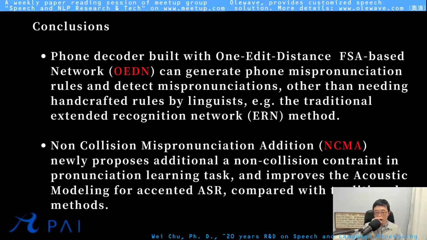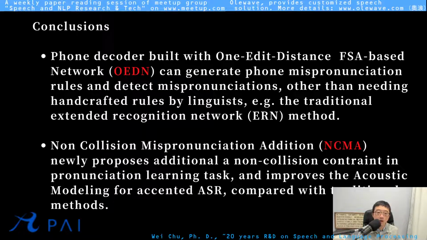All right, since this is part 2 and the last part, I will come up with our conclusions. First of all, the one-added-distance FSA-based network, aka OEDN, can generate full mispronunciation rules and detect mispronunciations. By doing this, you no longer need handcrafted mispronunciation rules by linguists, and you can perform mispronunciation detection to improve your ASR or for speech assessment purposes. You can do all of this.